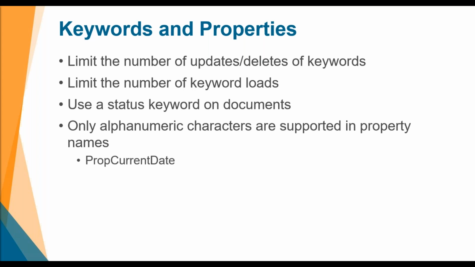And as a best practice, do not use any special characters in property names. Only alphanumeric characters are supported. Here at Naviant, this is a standard naming convention, and all of our architects will start a property name with "prop" and then a valid description. So something similar to prop current date, for example.